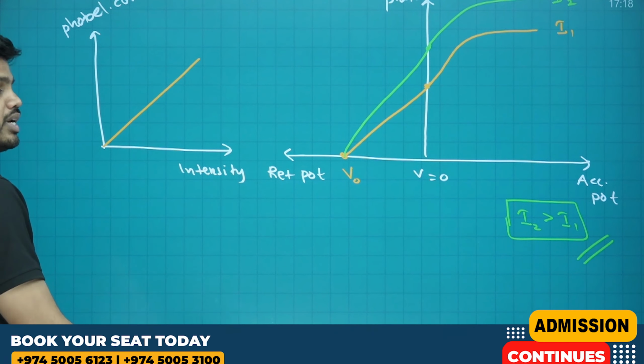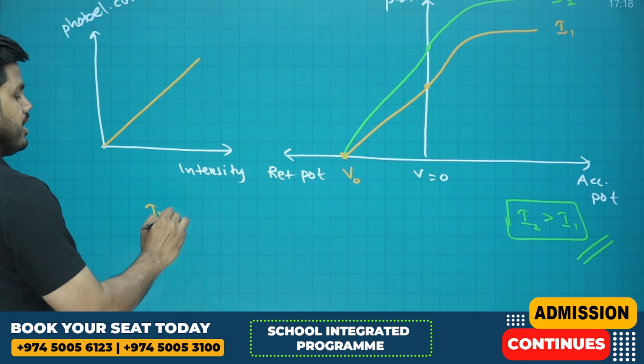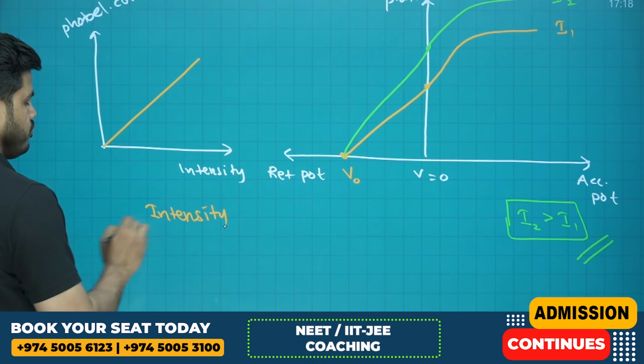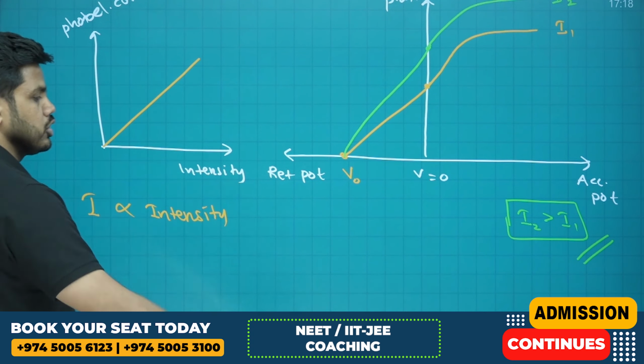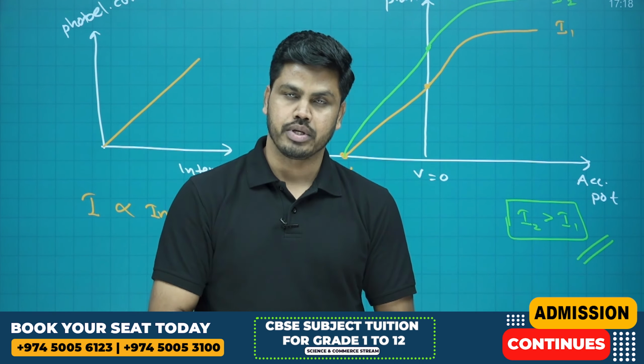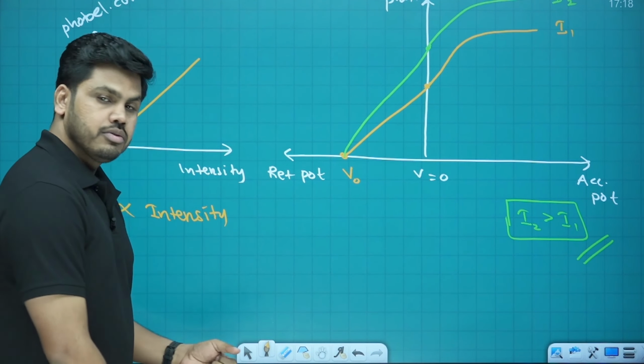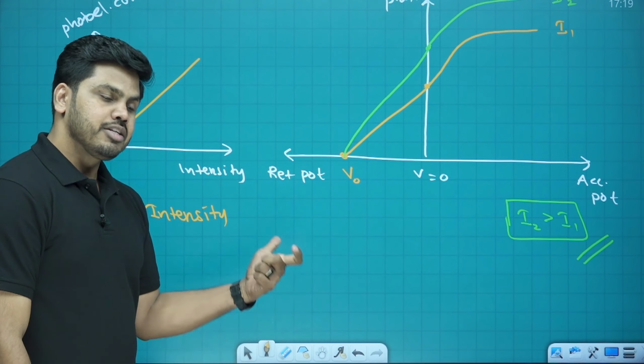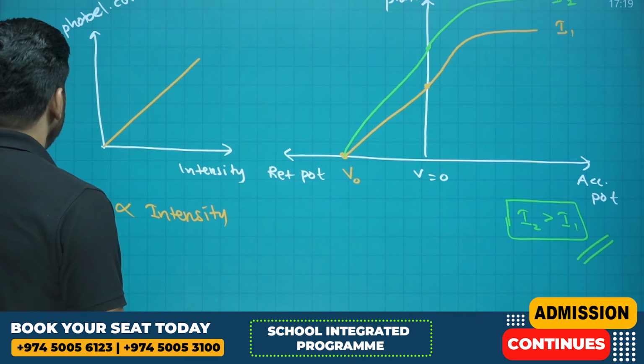The graph starts from zero, a straight line, because photoelectric current is directly proportional to intensity. So the graph will be a straight line. So this was the answer for the first question. Okay. Let's move on to the second question.